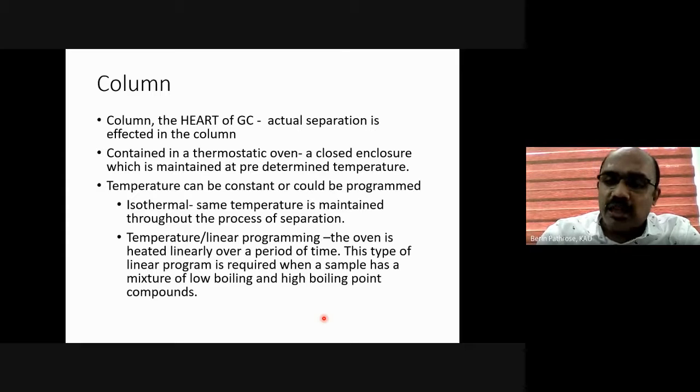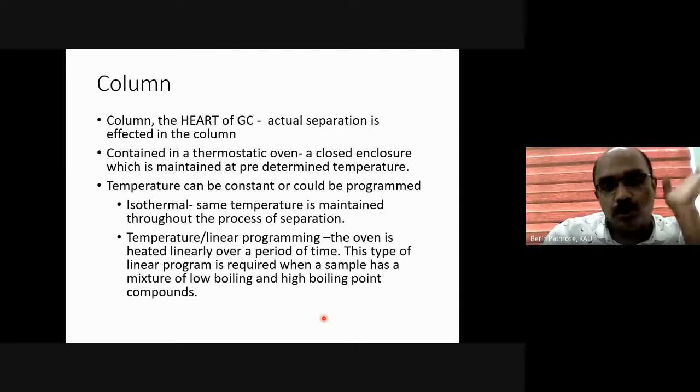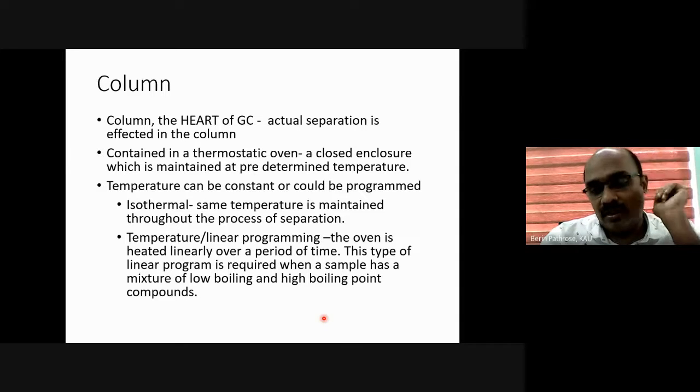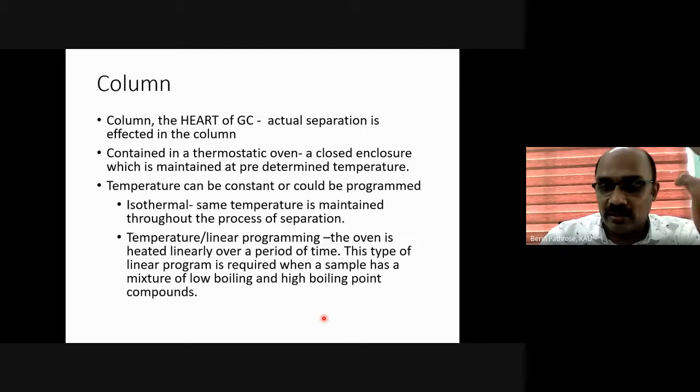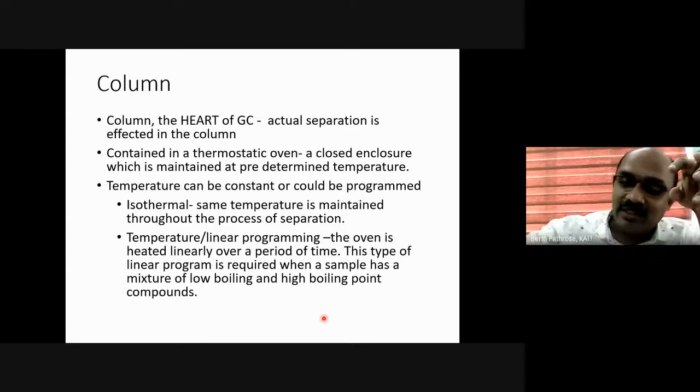See, if you have a mixture of 10 compounds, these 10 compounds will have 10 different boiling points, the temperature at which each volatilizes. There will be one or two compounds which volatilize at 100 degrees, another few at 150, another at 200, and a few things will volatilize at 300 or so. So the injector we first keep at 100 degrees Celsius. Among the 10, only one or two will vaporize at 100 degrees Celsius. That vaporizes and will be carried first.